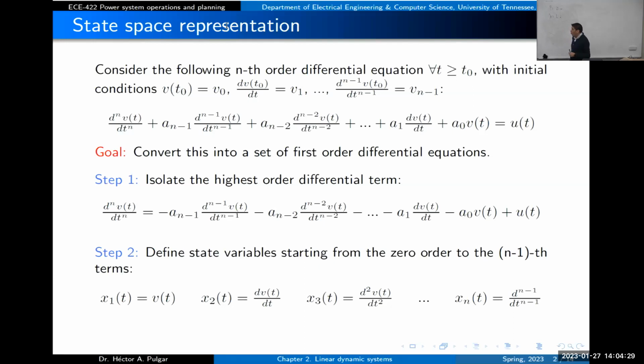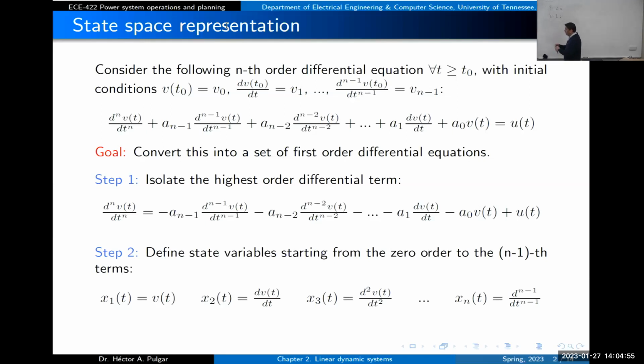Then step one, when we have this single equation: we're going to take the higher order term in the equation and isolate it. So we will take all of these terms and send them to the other side of the equation, as you can see here. So that's the first step.